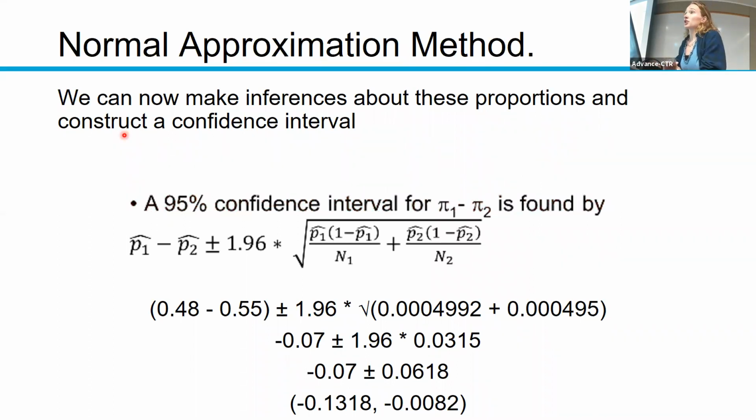So we can construct a confidence interval to test this hypothesis and determine whether or not there is a significant difference. We use this formula, we plug in the values, and we get this confidence interval. The main thing to notice is that this confidence interval does not contain 0.